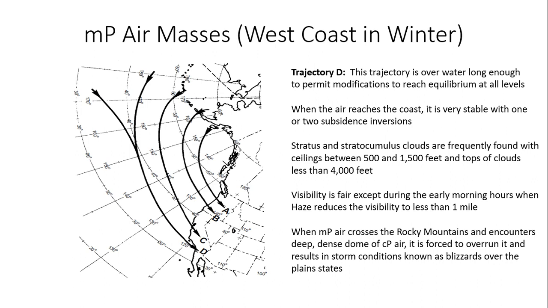And then when this maritime polar air mass continues eastward and crosses the Rocky Mountains and encounters a deeper, denser dome of continental polar air beneath it, it is forced to overrun it, and this results in storm conditions. This results in blizzards over the plain states east of the Rocky Mountains. When you get a good flow of this cool, moist air, the maritime polar air mass overrunning much colder continental polar air in the low levels, this can result in blizzards in the southern plain states, Oklahoma, Kansas.